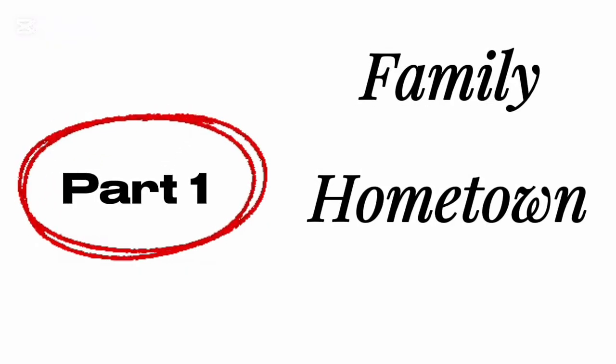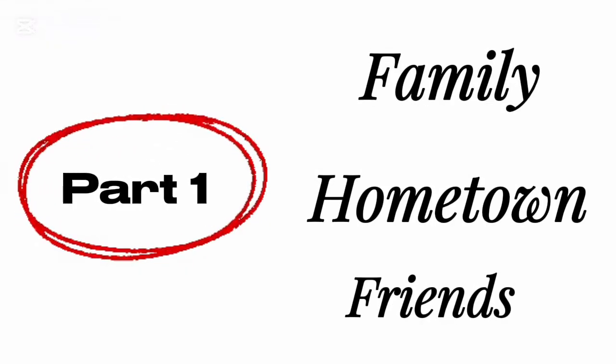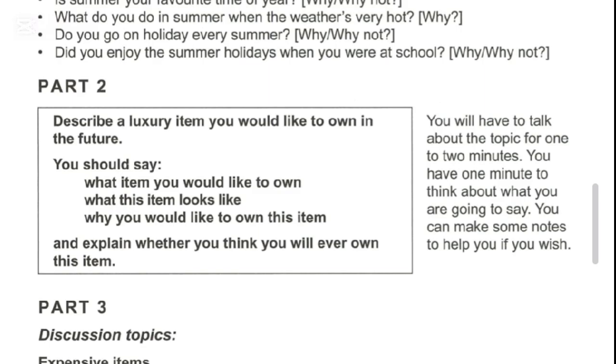In part 1, usually the examiner asks about yourself, and topics are usually about your family, your hometown, or your friends, etc. While in part 2, you are provided a cue card with bullet points. In this part, you have to talk about the given topic for at least 2 minutes. And also, you are given 1 minute extra to prepare your speaking.